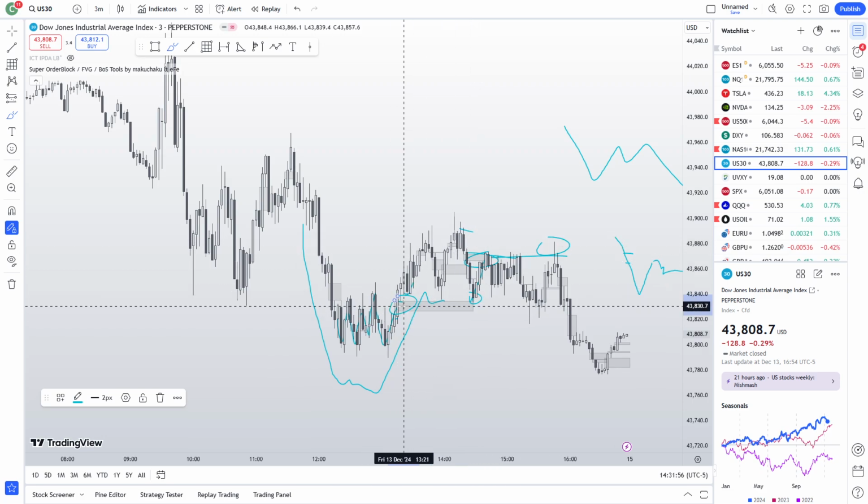This was a breakaway gap from the very beginning. The moment it was touched, it should not have held price at all. That's how you can use them.